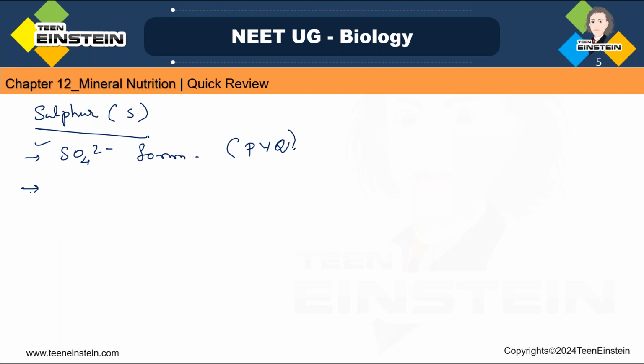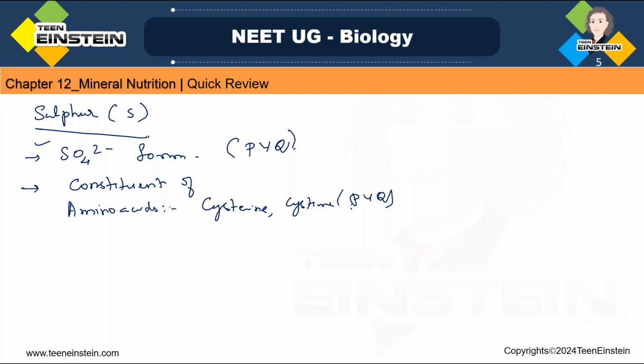Next, we know that sulfur is a constituent of some amino acids like cysteine and methionine, then some vitamins, some coenzymes and ferredoxin. See, sulfur is part of some amino acids. Which are the amino acids? Cysteine and cystine. This is a previous year question. Sulfur is the main constituent of amino acids like cysteine and cystine. And sulfur is a part of the amino acid methionine.